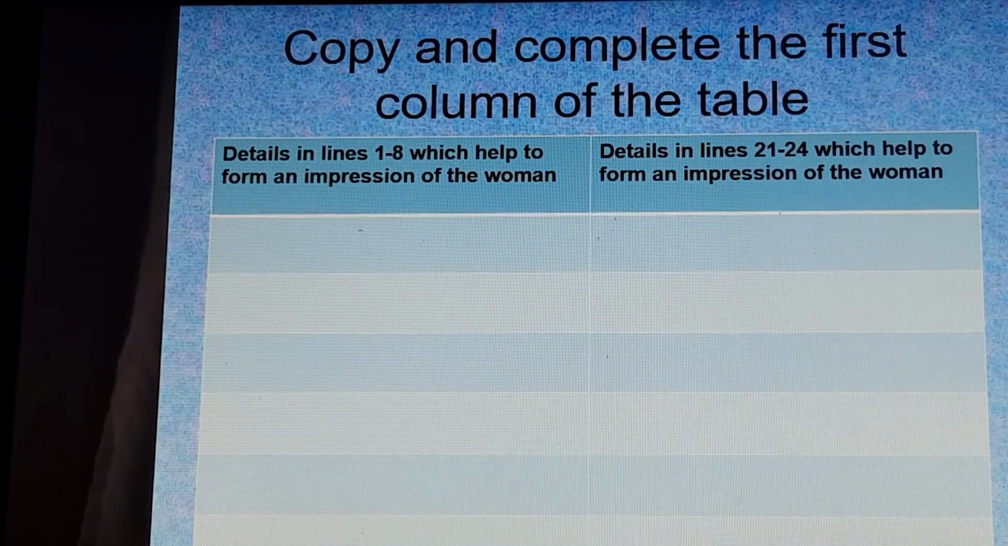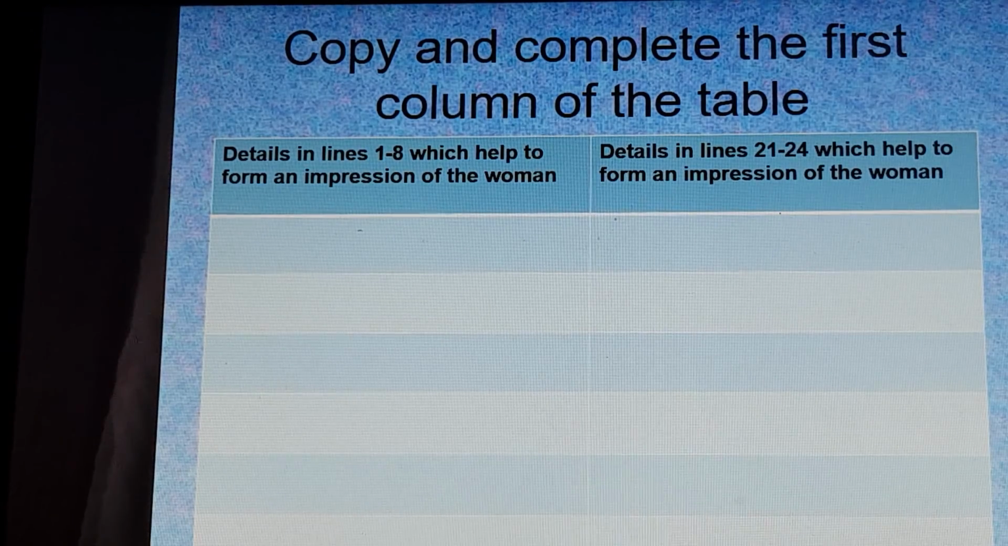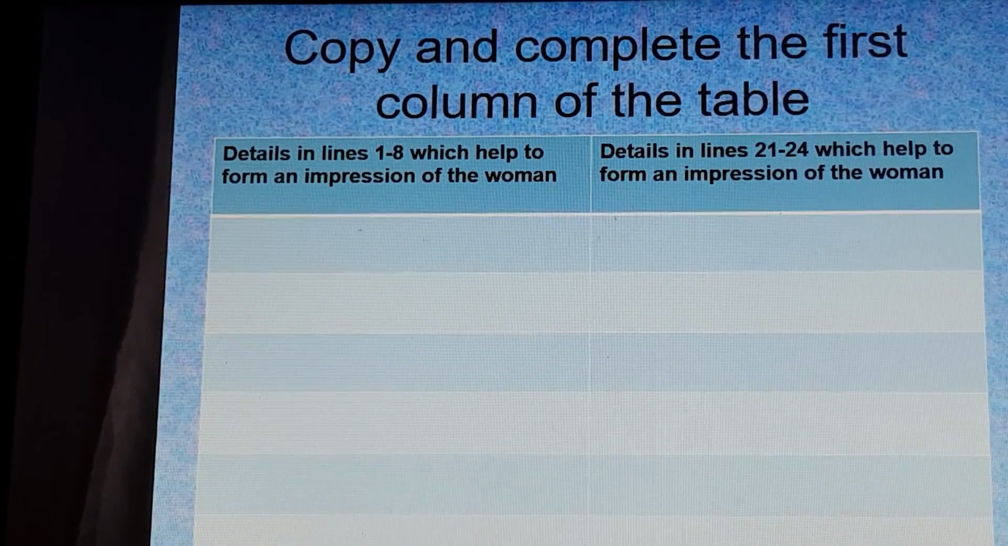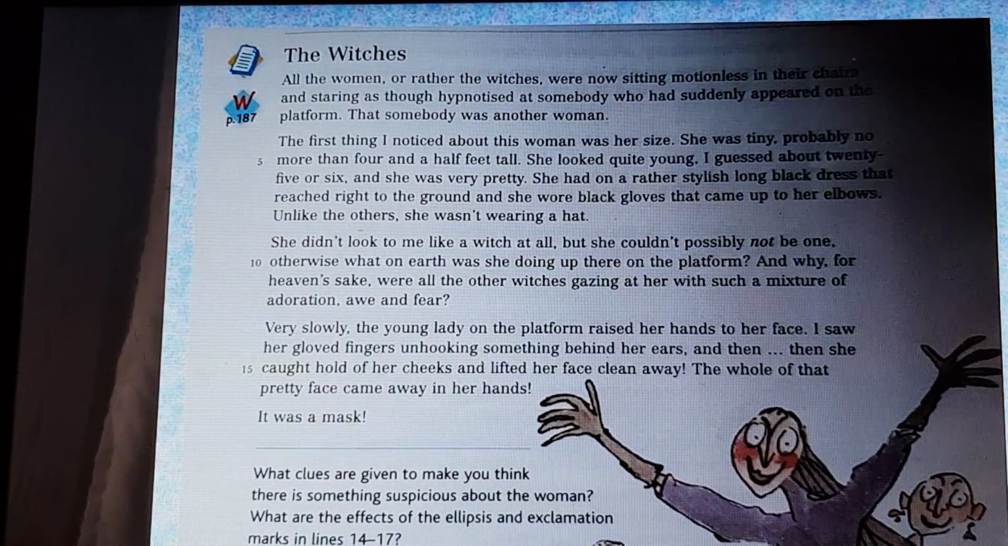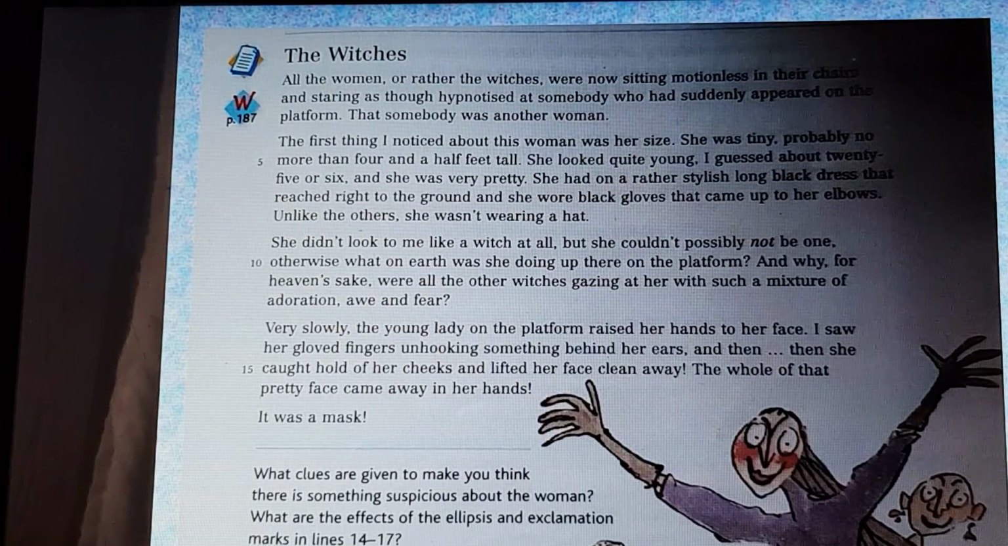So I'd like you to have a go at copying and completing the first column of the table. So we need to look at details in lines 1 to 8, which help form an impression of the woman. Okay, so we're looking at the first 8 lines. So if we just go back to the previous screen, there we go. So you've got the first 2 paragraphs we're looking at, and we just need to pick out any details that help to tell us something about this woman.